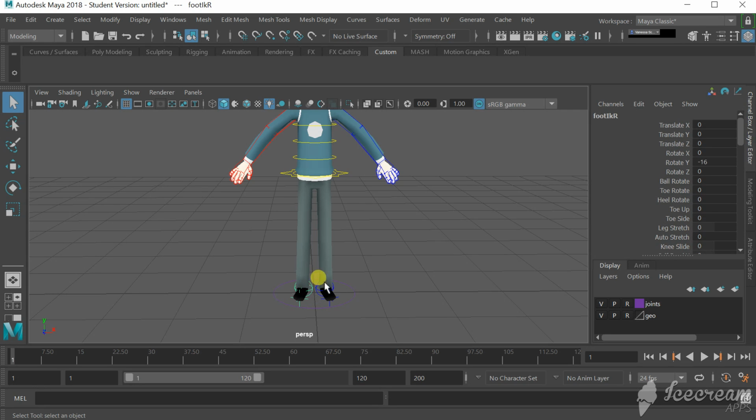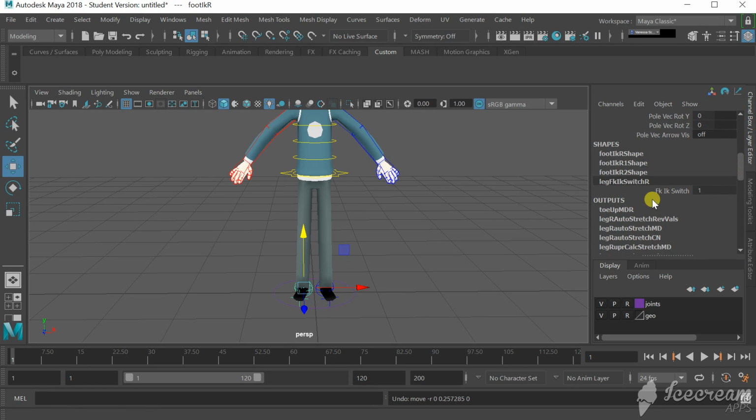Here is a foot that moves from the bottom of the foot, and the knee now is affected by this, the lower leg and the upper leg. This foot is set to IK, and we know that because of the way it's moving, and also because in the channel box when I select that control, I see that the FK-IK switch is set to 1 for on.